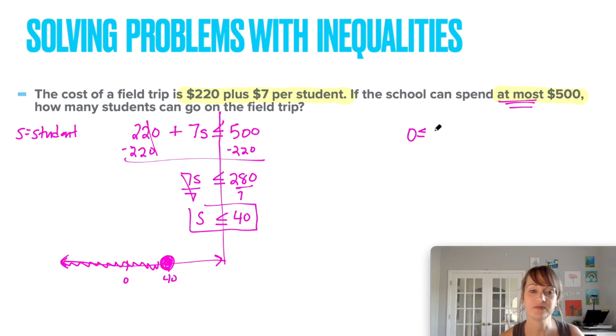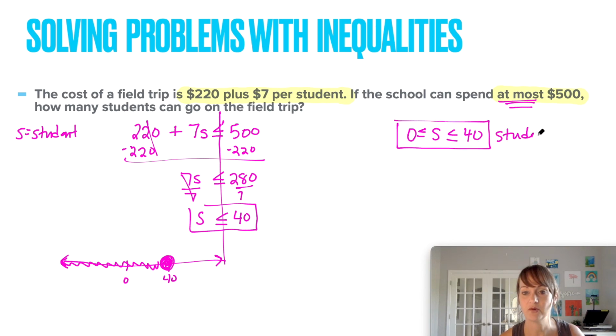So anywhere from 0 number of students, up to 40 students are able to attend. So that would be the parameter. Or you could say anywhere from 0 to 40 as a set notation of the number of students.